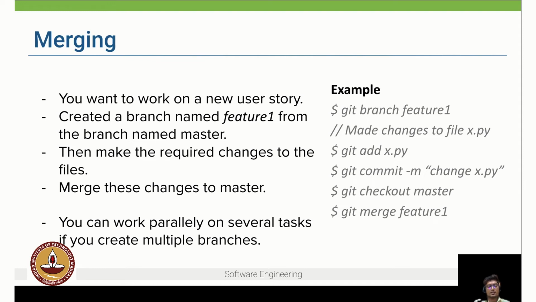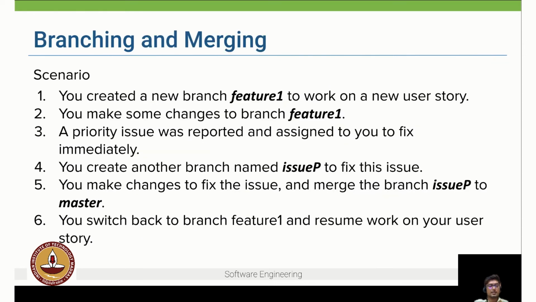Now your master branch is moved to another commit and it has the changes that you did through the branch feature 1. But in this scenario we have created only one branch, and you can create more than one branch and work on several tasks simultaneously. Here we are talking about the same developer. Now let's see branching and merging through a scenario that involves more than one branch.